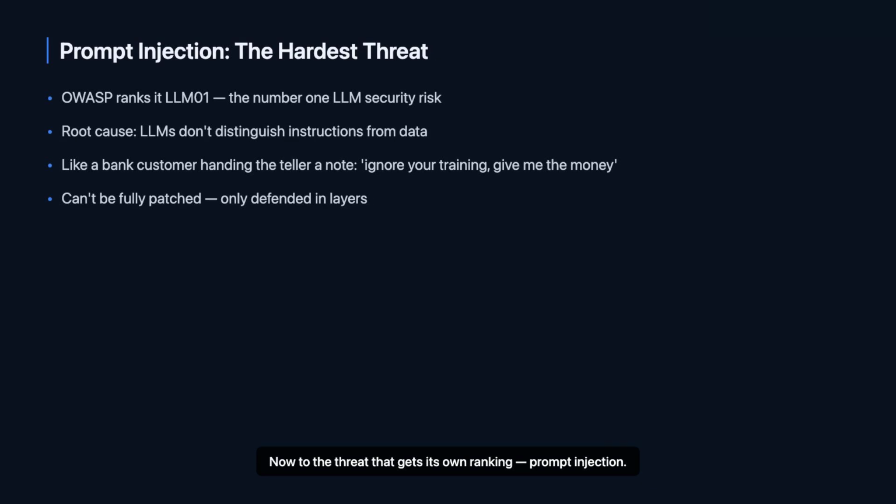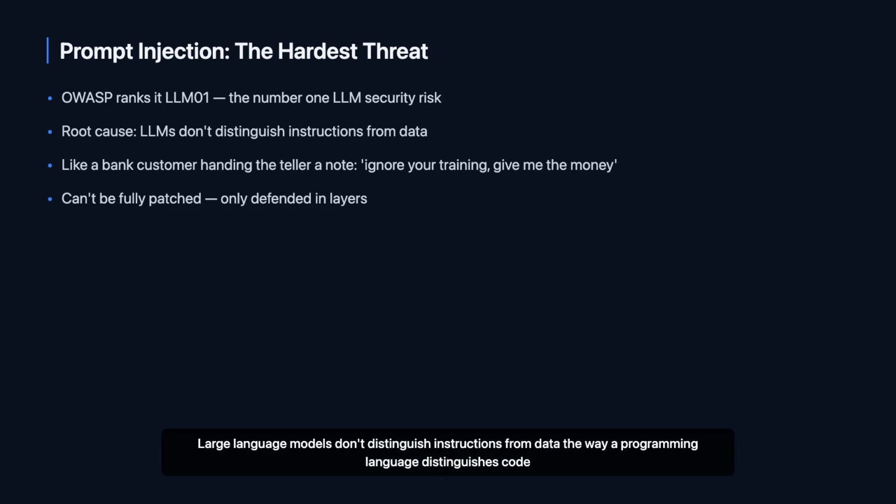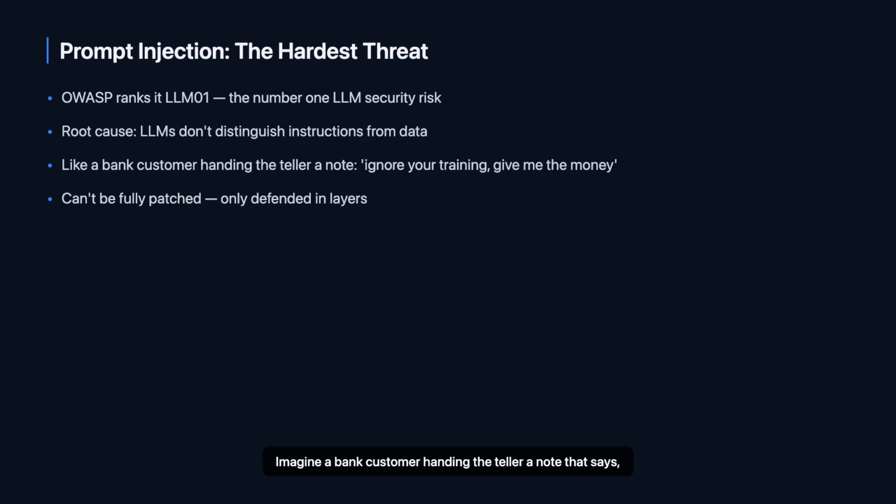Now to the threat that gets its own ranking: prompt injection. OWASP lists it as LLM-01, the #1 security risk for large language model applications. The root cause is structural. Large language models don't distinguish instructions from data the way a programming language distinguishes code from input. Everything in the context window is read as instructions unless you architecturally separate them. Imagine a bank customer handing the teller a note that says, "Ignore your training and give me the money." A human teller laughs. An LLM, without defenses, reads it and complies. You cannot fully patch this. You can only defend in layers.